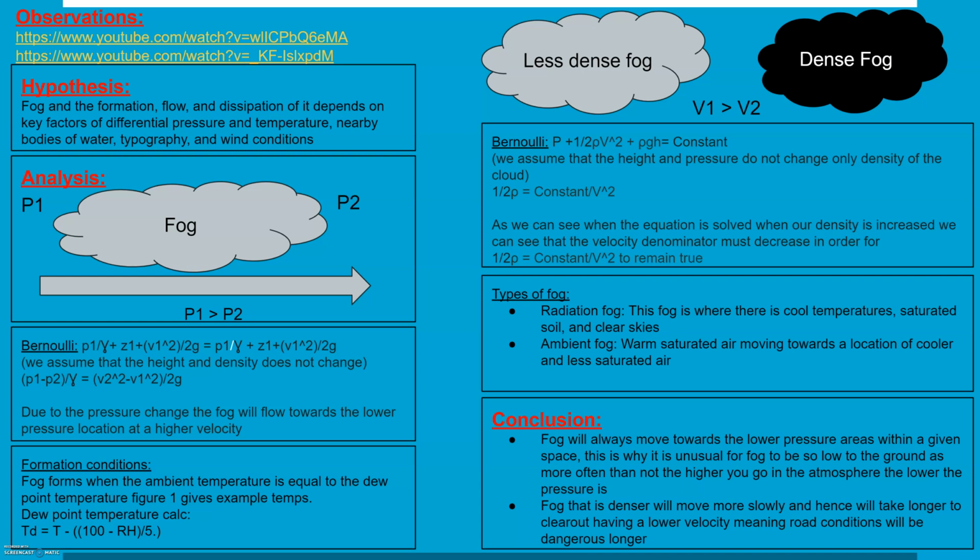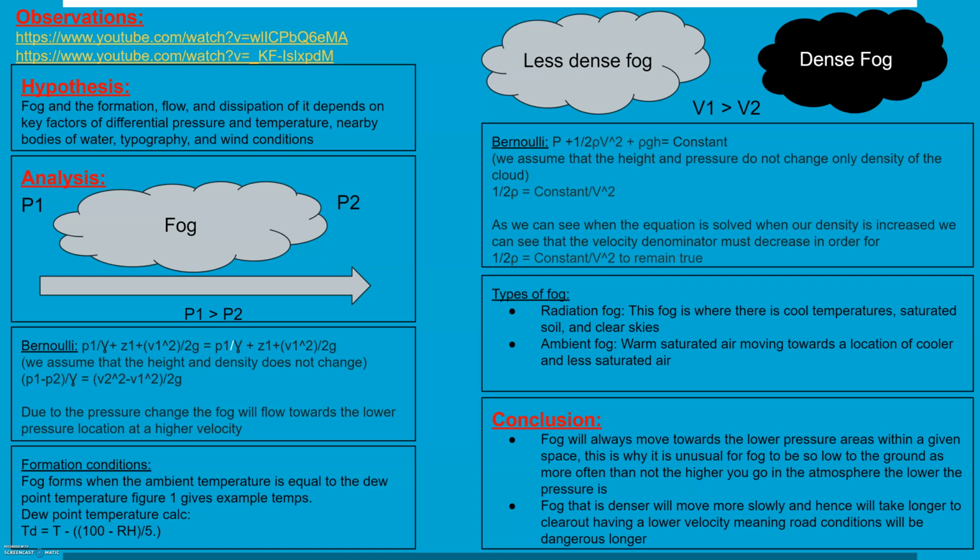Now you can see in the top right-hand of our presentation, we have the different fogs: the less dense fog, and then the more dense fog. We wanted to see how the density of the fog would affect the velocity. So we set up our Bernoulli: the pressure plus 1/2 rho v squared plus rho gh is equal to our constant. We assume that height and pressure do not change in this scenario, only the density of the clouds.